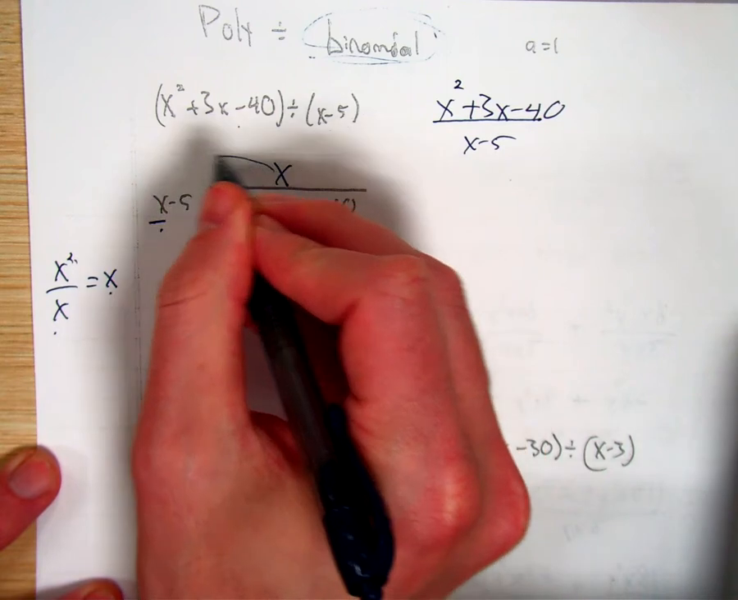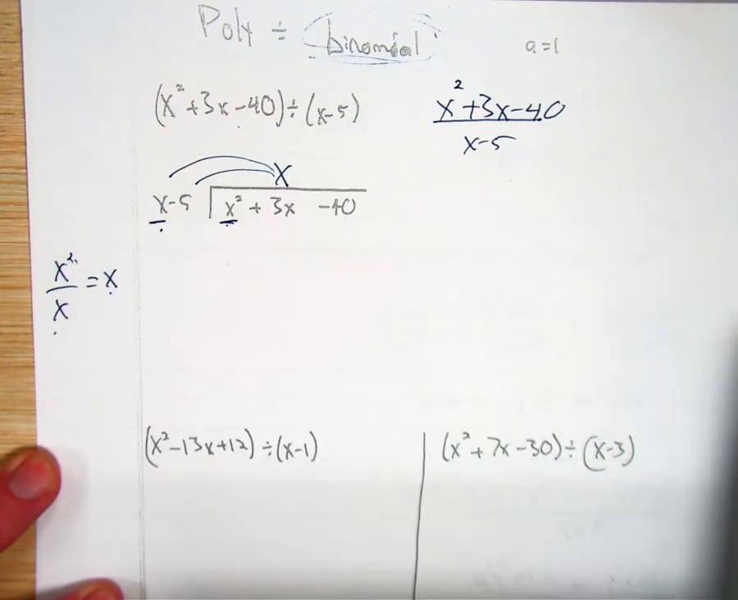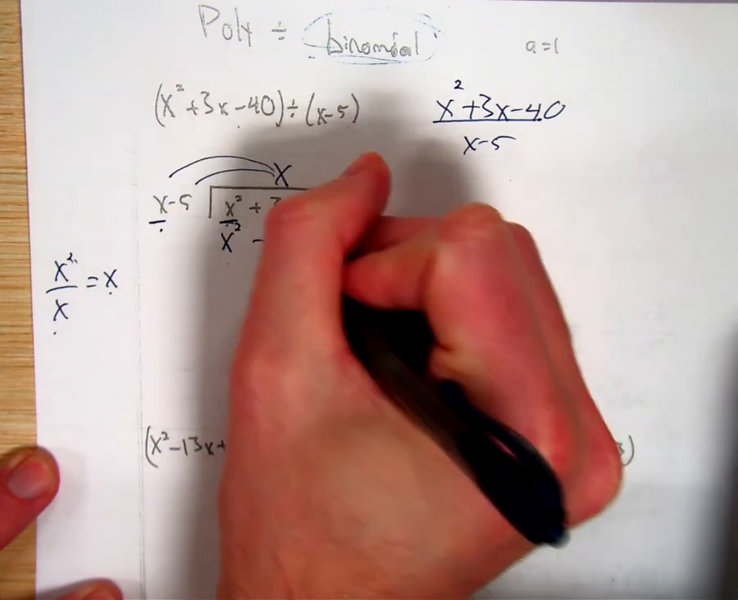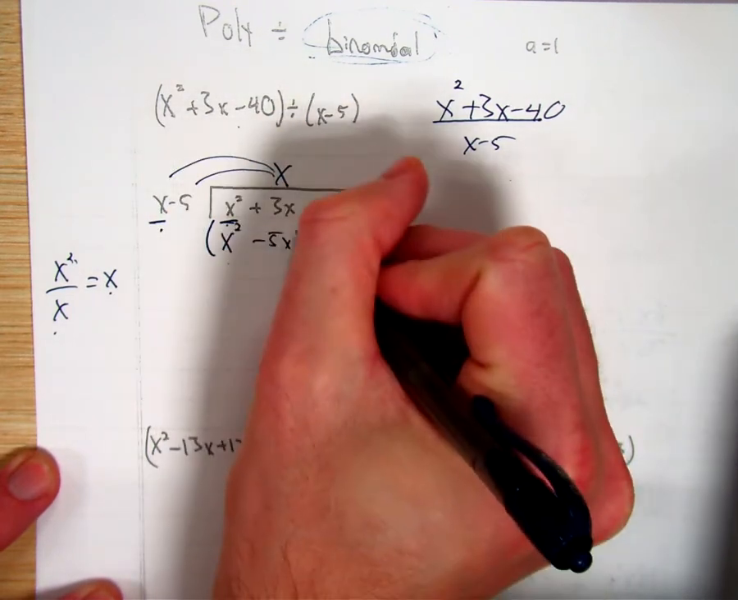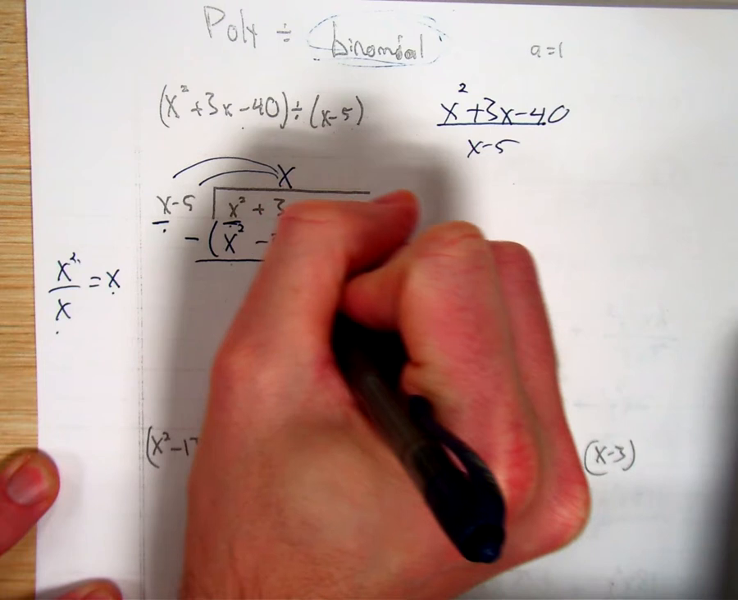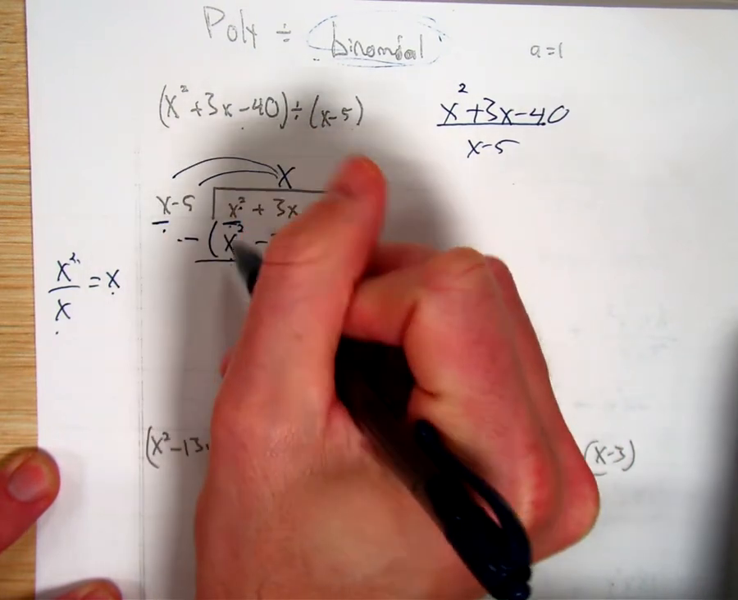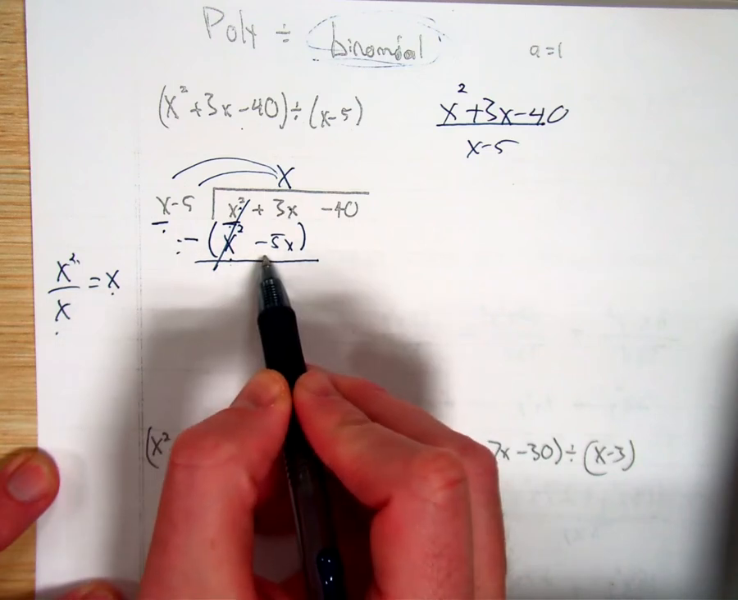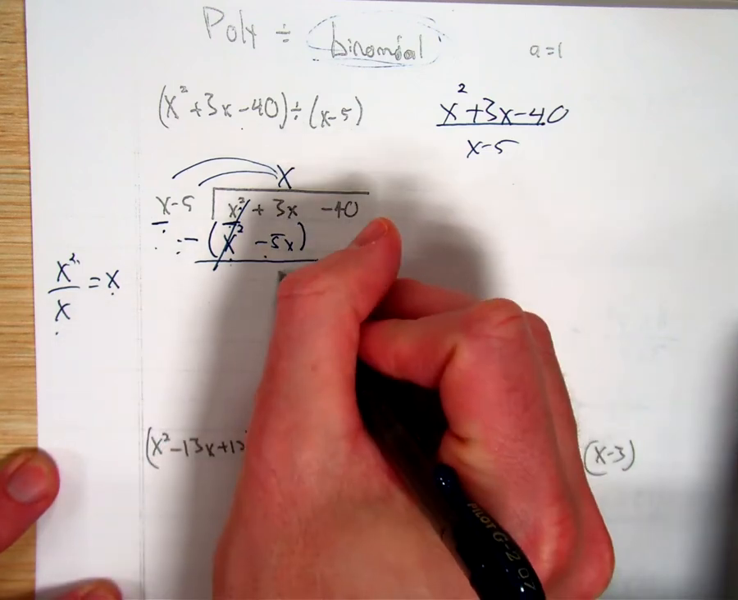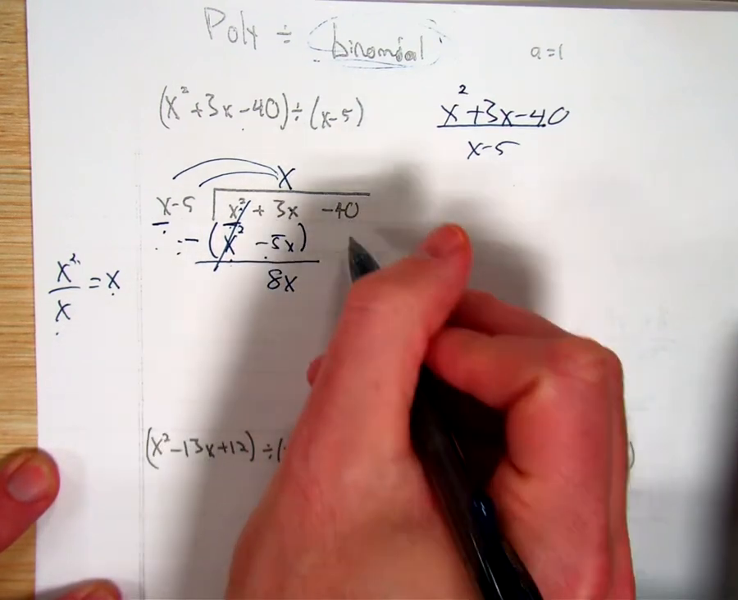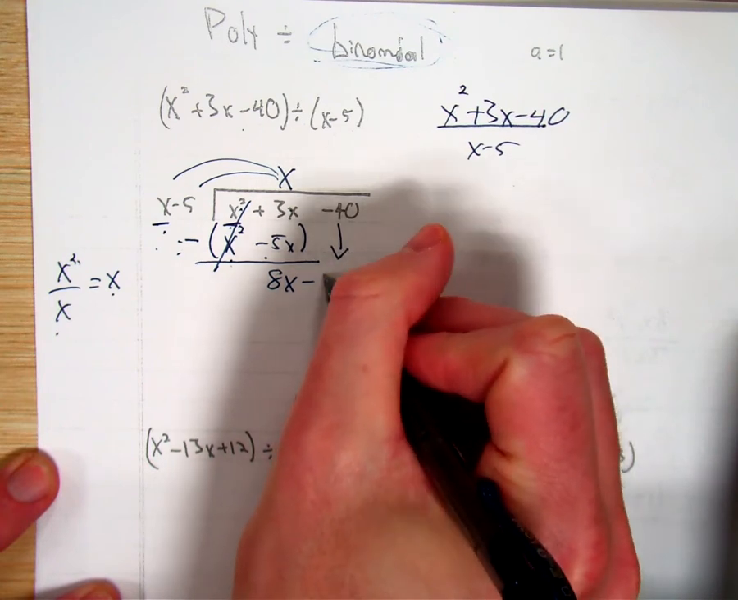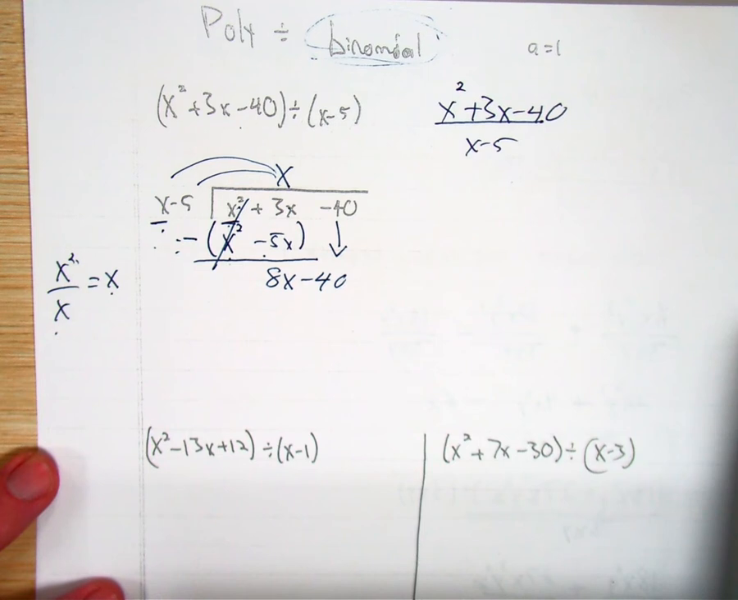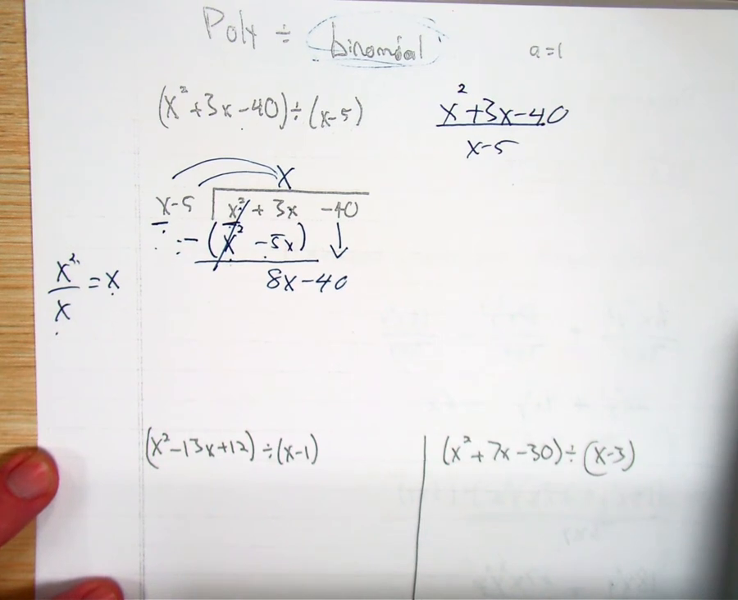Now I'm going to multiply this back to both parts here. X squared minus 5x. And we're going to put parentheses around that and subtract down. X squared minus x squared cancels out. That's what we want. 3x minus a negative turns into a plus. So we're actually going to have 8x here. And now I bring down the next piece, minus 40. Okay, so that's one cycle, and now we just keep repeating that process over and over.